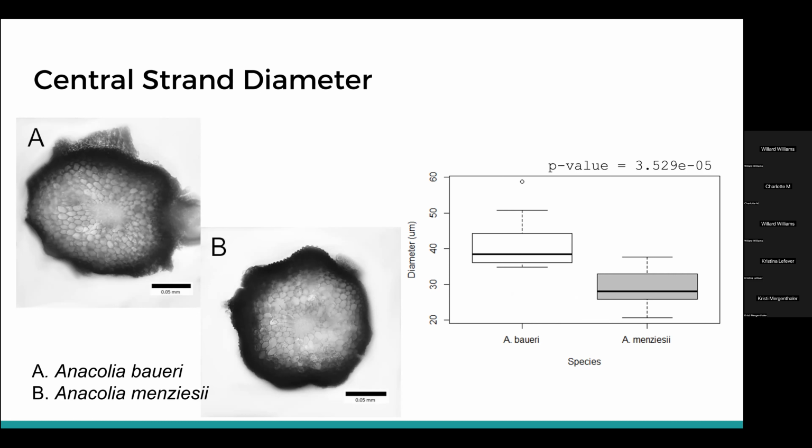If you're unfamiliar with mosses and the terminology, totally understandable. But this is when you take a cross-section of a stem of a moss, you have different types of cells within the cross-section, within the cortex here. The centermost grouping of small, tiny cells is called the central strand. We recorded using a micrometer the diameter of this grouping of cells, the central strand, for both species. And we found that Anacolia boweri has a larger diameter compared to Anacolia menziesii, which has a smaller diameter.